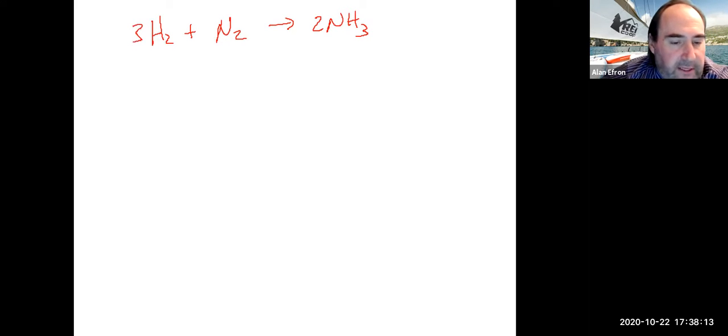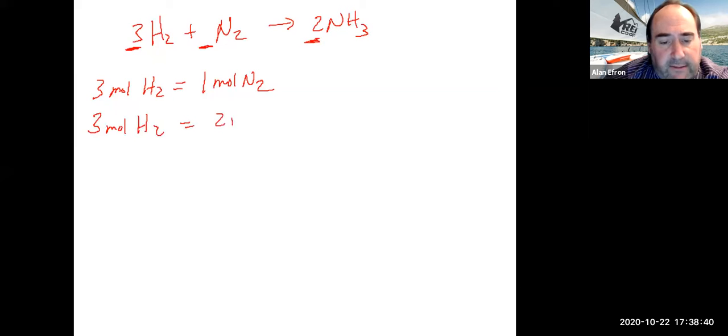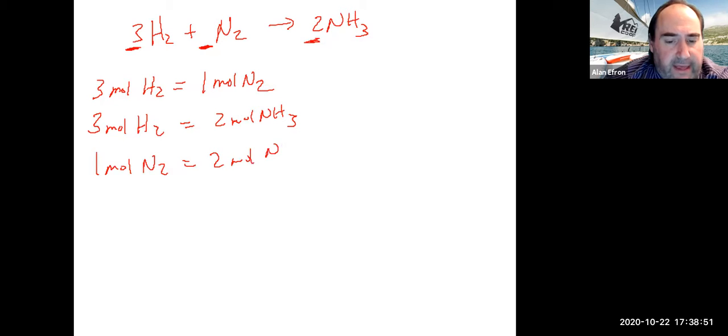Now, from this balanced equation, we could come up with what are referred to as stoichiometric equivalents. Looking at our coefficients in the balanced equation, we could say for every 3 moles of H2 that we throw in there, we could get out 1 mole of N2. We could also say for every 3 moles of H2 we put in there, we should get 2 moles of NH3 out. We could also get, for every 1 mole of N2, 2 moles of NH3.